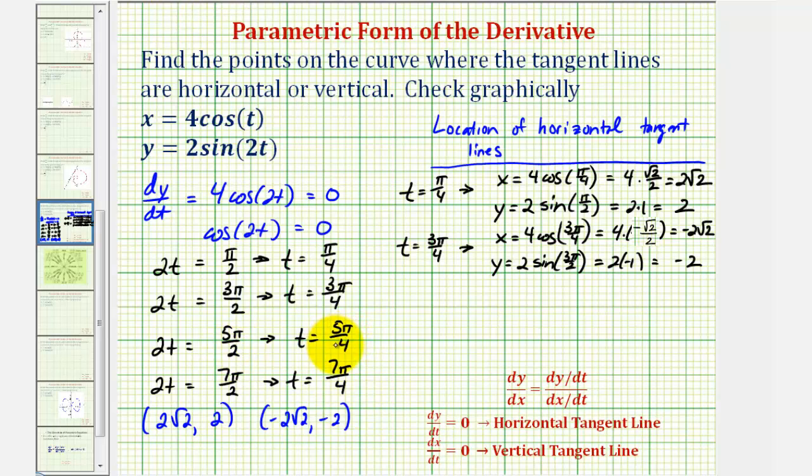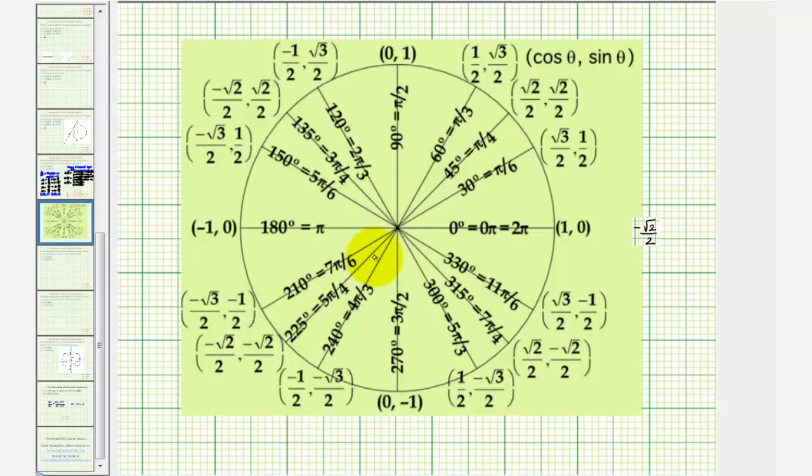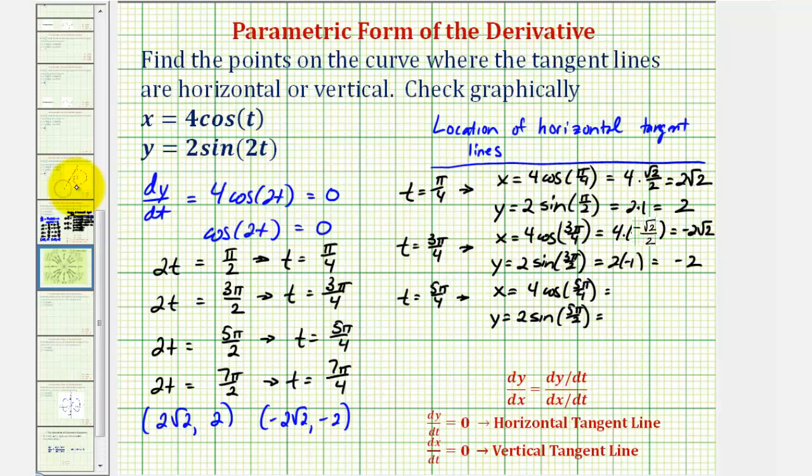Next we have t equals 5 pi over 4. So we have x equals 4 times cosine 5 pi over 4, and y equals 2 times sine of 2 times pi over 4, or 5 pi over 2. Cosine 5 pi over 4, as we see here, is negative square root 2 over 2. So we have 4 times negative square root 2 over 2, which equals negative 2 square root 2.